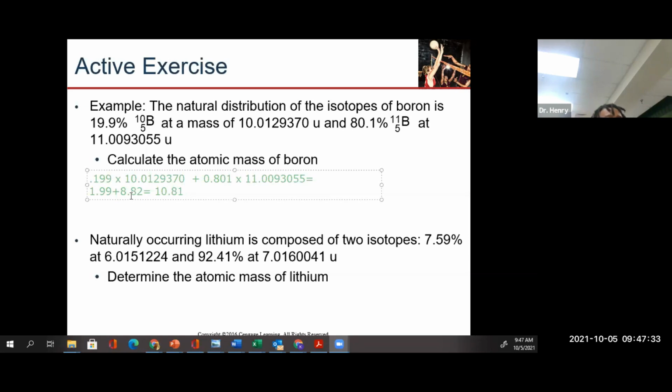Okay, so the next part says naturally occurring lithium is composed of 2 isotopes, 7.59% of 6.01512224 and 92.41% of 7.0160041 units. Determine the atomic mass of lithium. So we're going to do this exactly the same way. We're going to change our percentages into decimals.